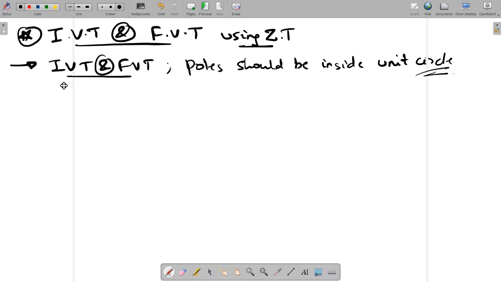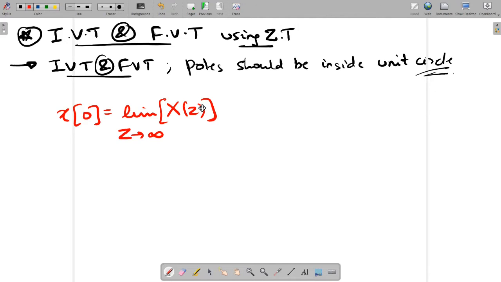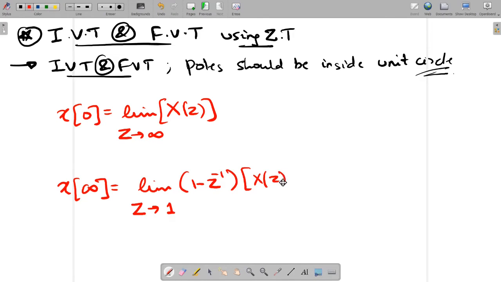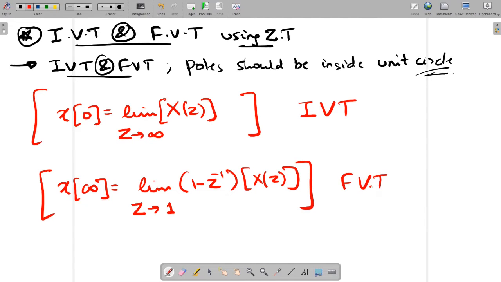Let us do a sum, please. Okay, let us write the formula first of all. What is the meaning of initial value? Initial value means x of 0. Initial value theorem, x of 0 is limit z tends to infinity capital X of z. And what is final value? X of infinity is equal to limit, listen carefully, z tends to 1 minus z inverse x of z. Okay, so this is your initial value theorem, and this over here is your final value theorem.